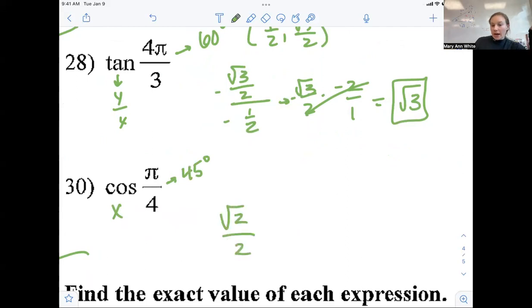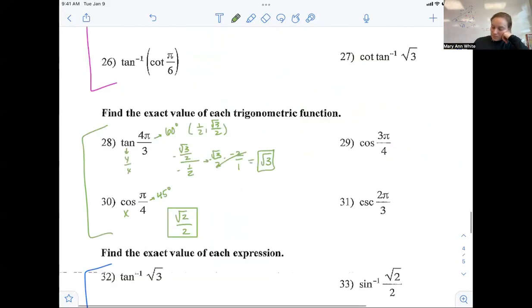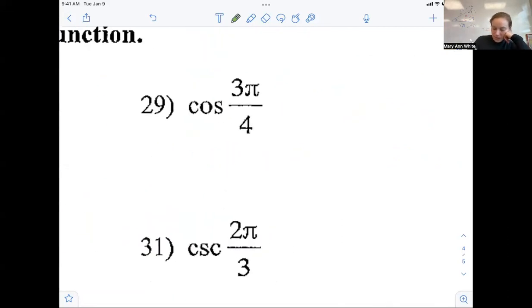Cosine of pi over 4, cosine is x, pi over 4 is 45 degrees, and our sine and cosine, the x and y of 45 degrees, is always root 2 over 2. And I'm in the first quadrant because that's where pi over 4 is. Okay, next 2. Cosine is still x. I'm still doing a 45-degree angle, so it's still root 2 over 2.